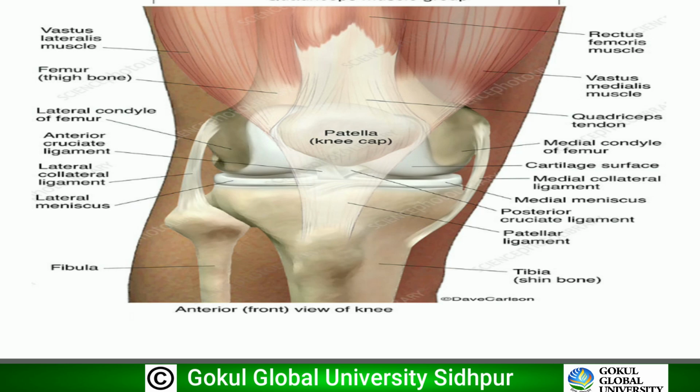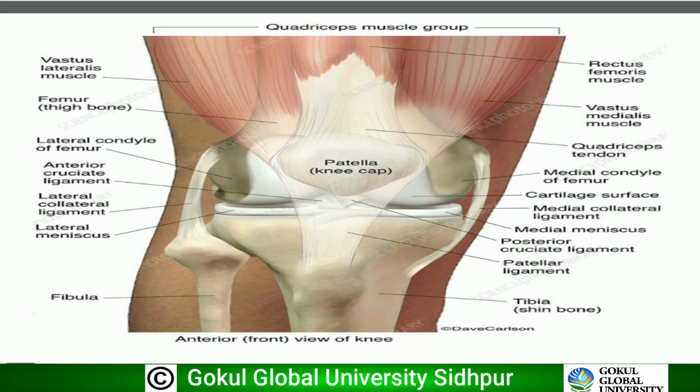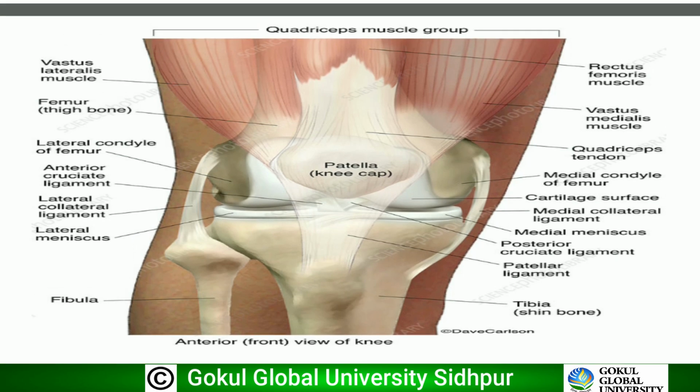This is the anterior view of the knee joint. First, you can see the ligamentum patellae, which is the insertion of the tendon of the quadriceps femoris. Laterally, vastus lateralis, medially, vastus medialis.